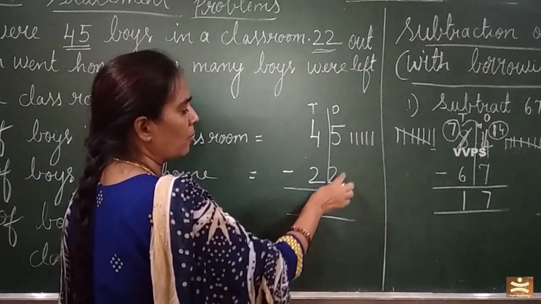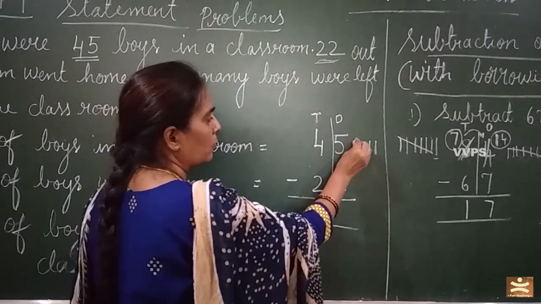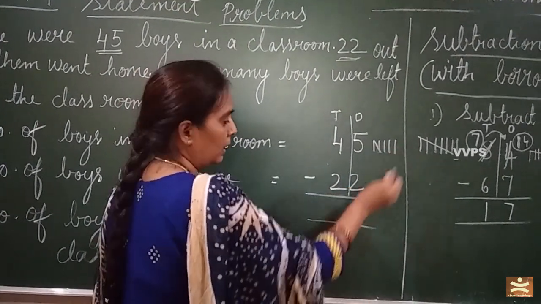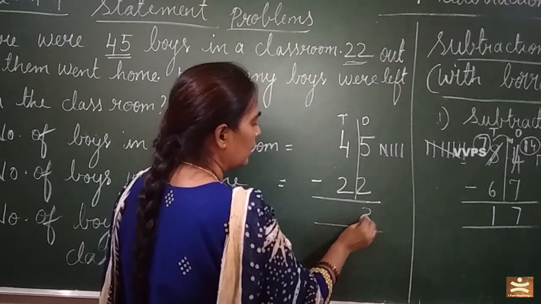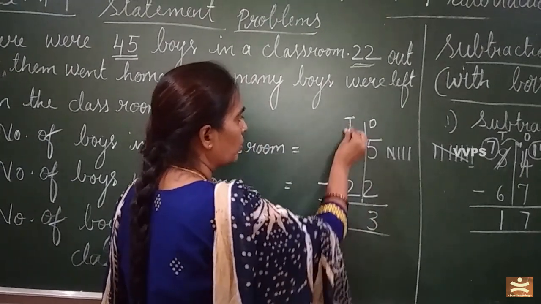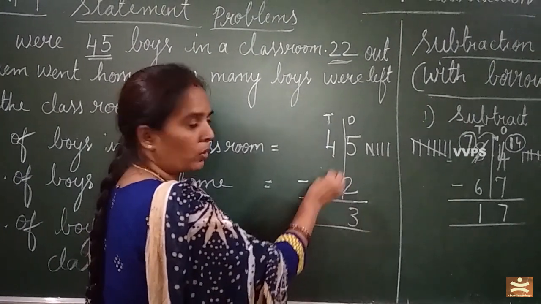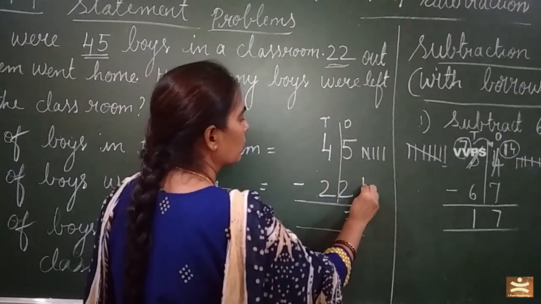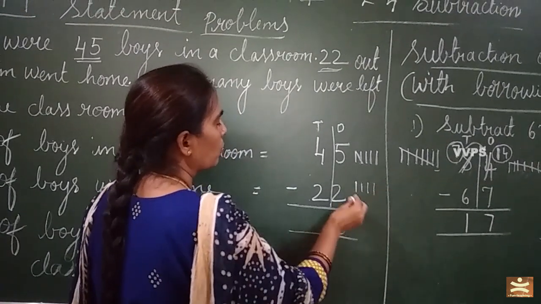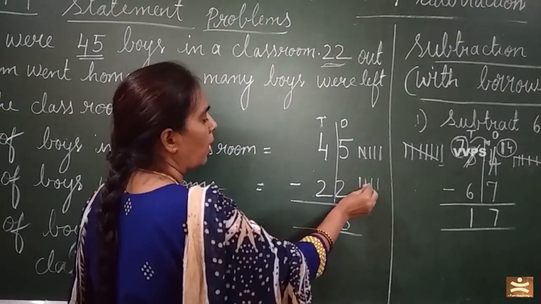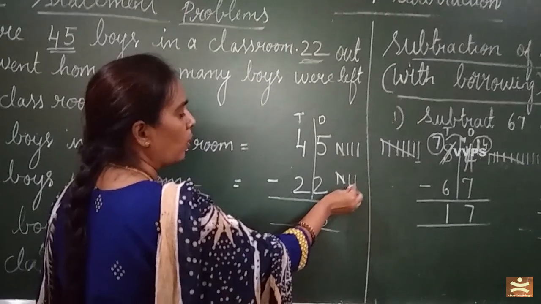So from 5 you have to subtract 2. 1, 2. 2 goes 1, 2, 3. Okay, write the answer here, 3. Now come to tens place. You have your 4 and 2. You have to subtract 2 from 4. So draw 4 lines in them. 1, 2, 3, 4. So from 4 you have to subtract 2. 1, 2. So remaining 1, 2.